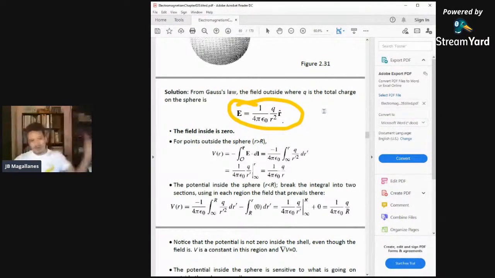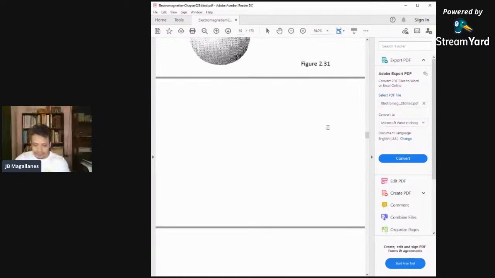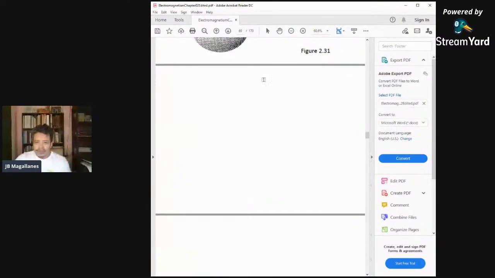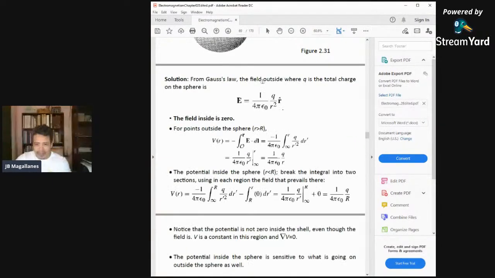If you draw a Gaussian surface outside of the spherical shell, you can enclose the charge, but inside you don't enclose a charge. So therefore, your electric field there is zero. So now we're going to calculate the field outside first.